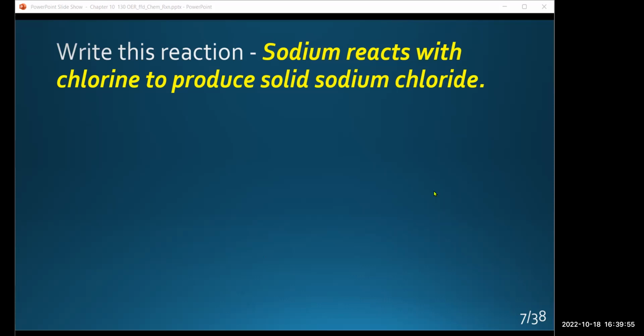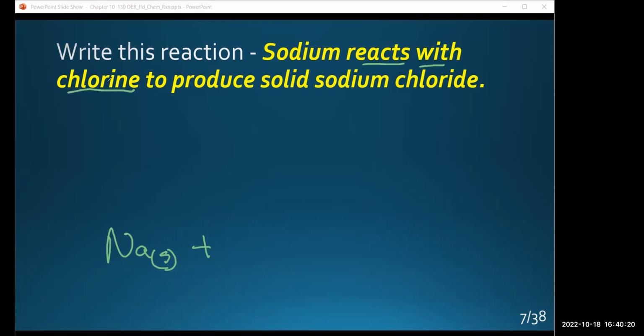All right, so what we have here is sodium reacts with chlorine. Okay, so sodium, we're not talking about sodium chloride, sodium anything, just sodium. So it's got to be the element, right? Sodium by itself, which is a solid, reacts with are the key words for plus, okay?